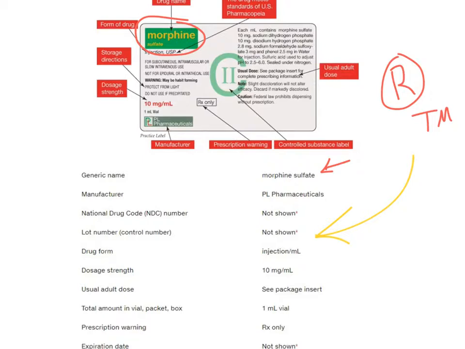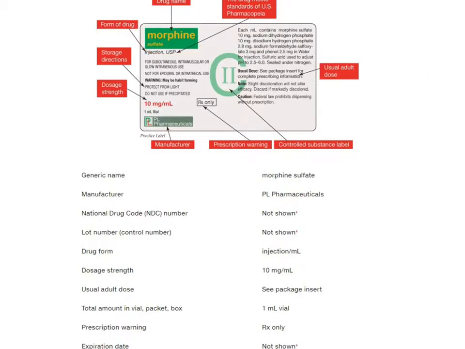Let me get some of these things out of the way. What we're also seeing on here is that it's asking for the manufacturer. You can see the manufacturer listed down here at the very bottom. It's a made-up company name, but PL Pharmaceuticals down there is the company logo, so they've listed that for us. So that's where we can find the manufacturer, and that's how they've answered that. Looks like there was no national drug code number printed on here, so you don't see anything that says NDC, so that one was also answered as "not shown."